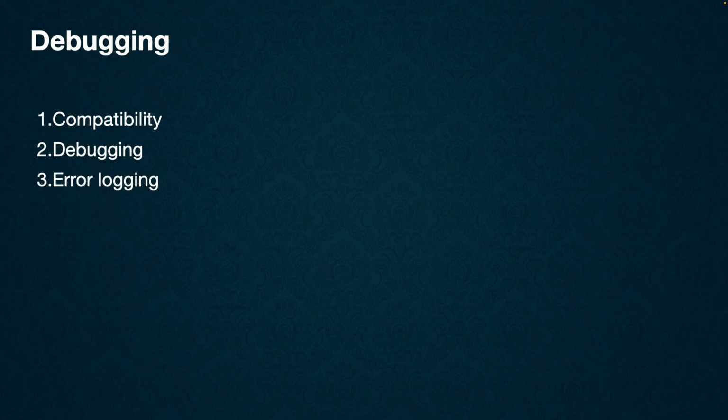and then debugging, another important chapter on WordPress. So when you work on WordPress, you will face a lot of problems, right? So to fix the problems you will need to debug your code. So we will discuss compatibility, and we will discuss how you will debug your code and how you will log your errors, and another most important plugin for debugging, which is Query Monitor.